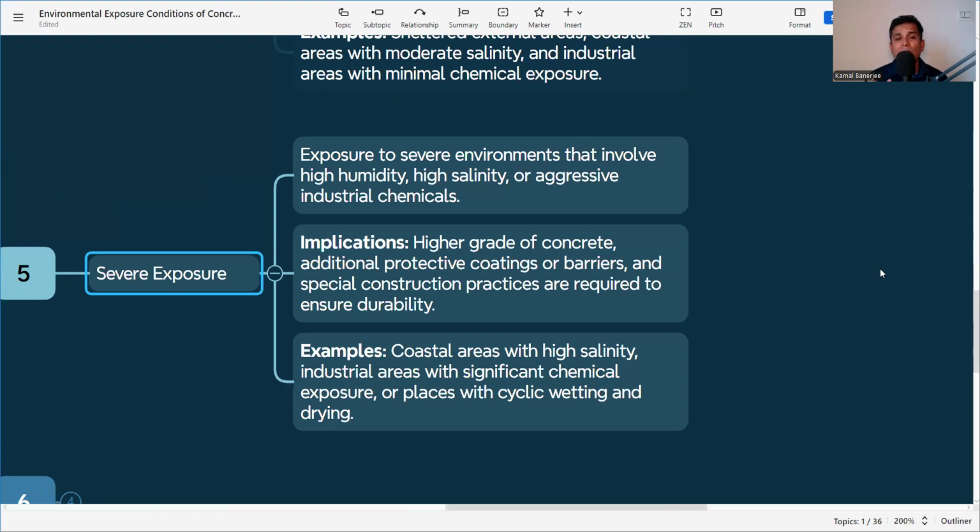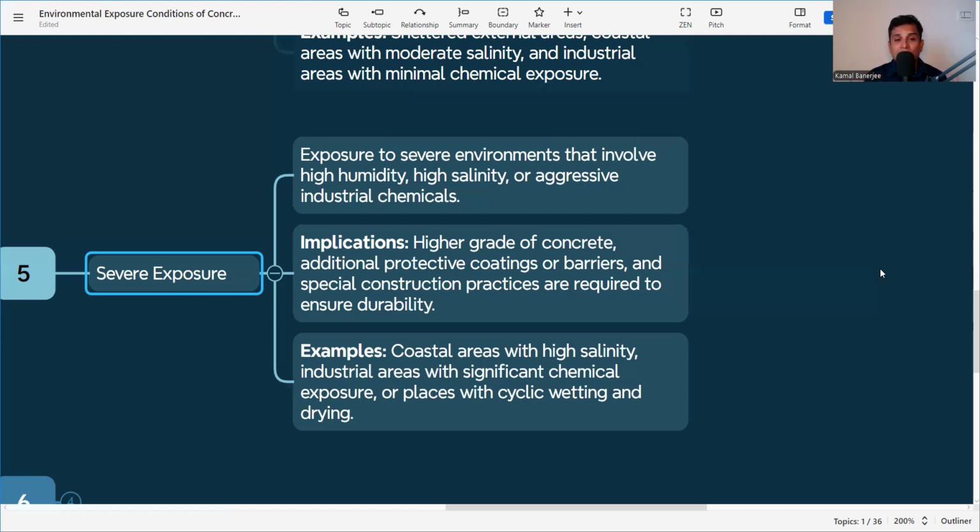How? If the humidity is high, that means there is a high percentage of moisture. So it has the tendency that the chemicals in this moisture will penetrate inside the concrete. And high salinity means chloride ion is also there. So whenever this chloride ion and moisture increase inside the concrete, and if it reaches the reinforcement, what will happen? Reinforcement will start corroding, and this is a cancer for the concrete.